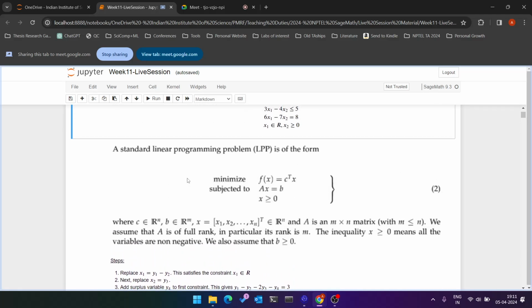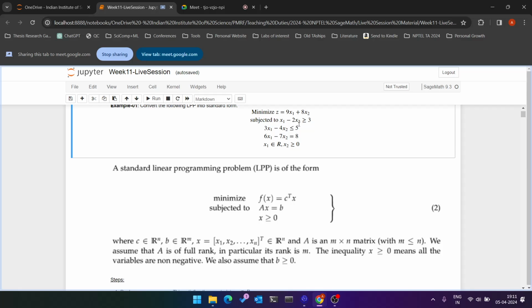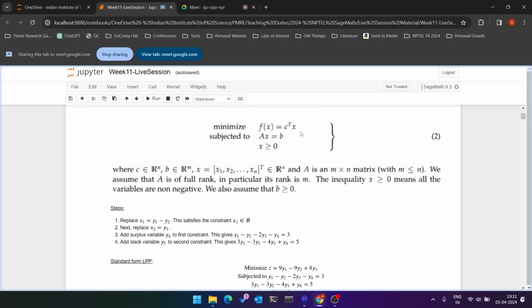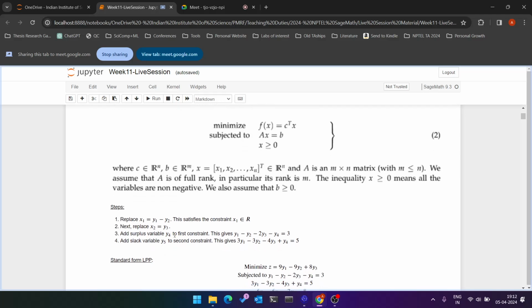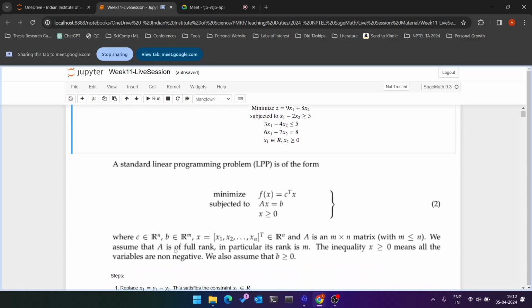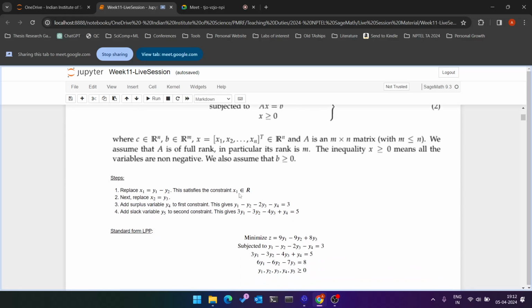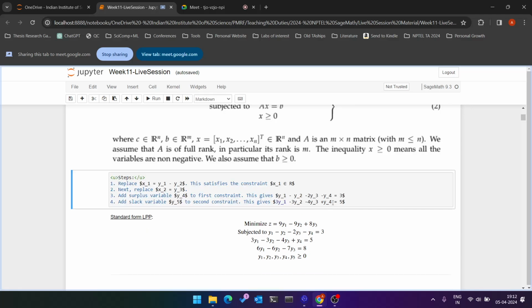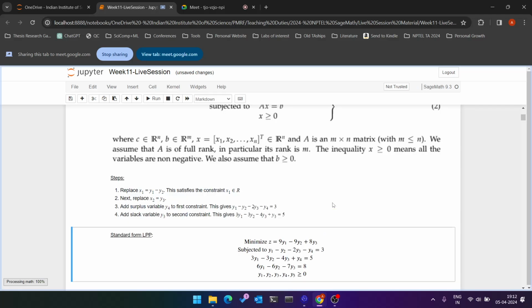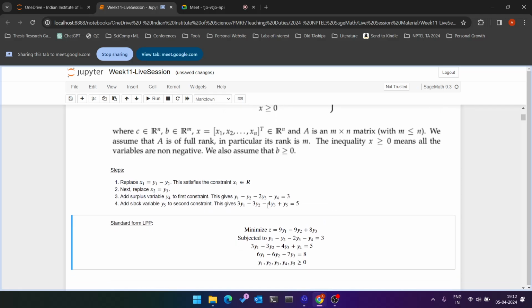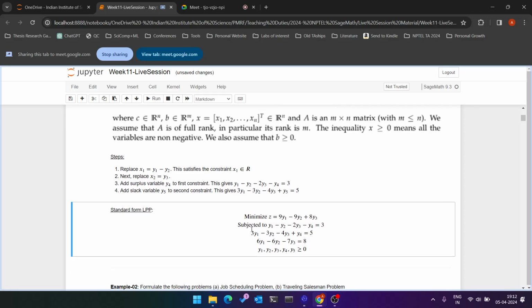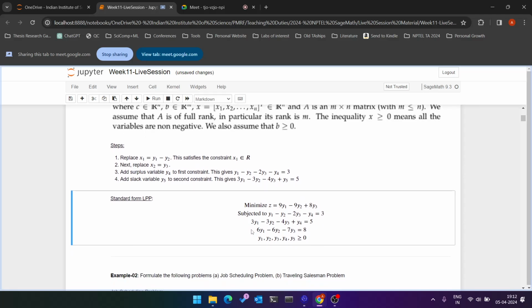To convert these two inequalities into equality constraints, we'll be adding the surplus variable y4 and the slack variable y5 to the first and second constraints respectively, which will transform them into two equations, which are given above.